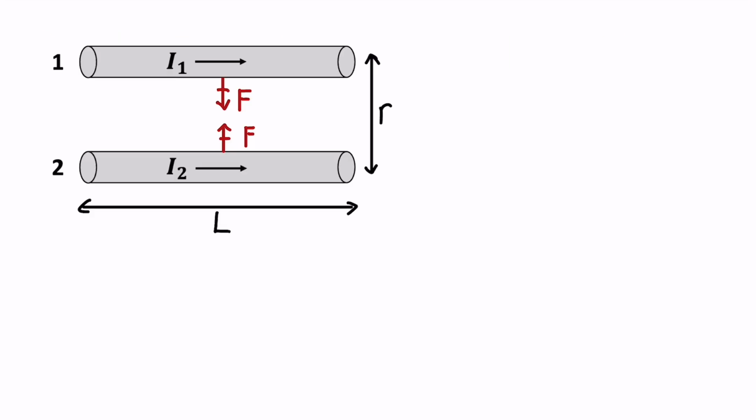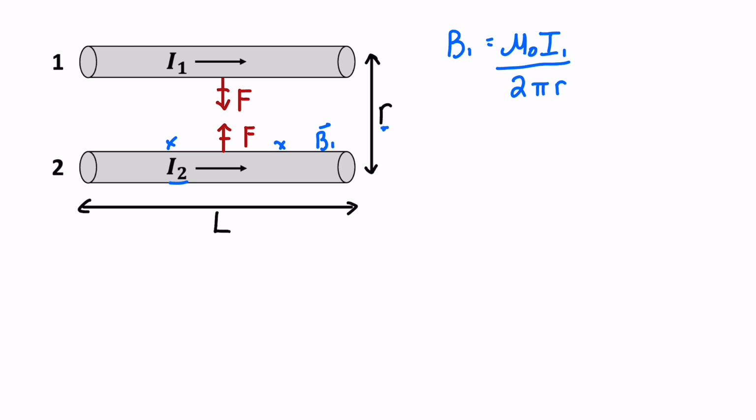For the magnitude of that force, I'll consider the force on wire 2 due to wire 1. So at wire 2, there's some field, B1, and that field B1 is equal to mu sub 0, I1, that's the current in wire 1, over 2 pi r, where r is the distance between the wires.